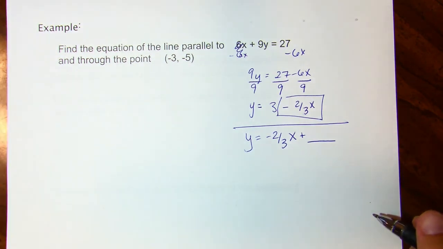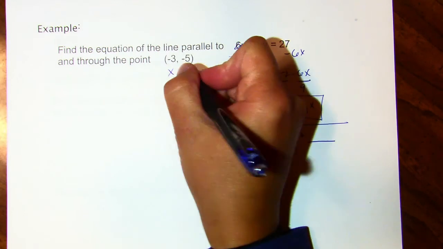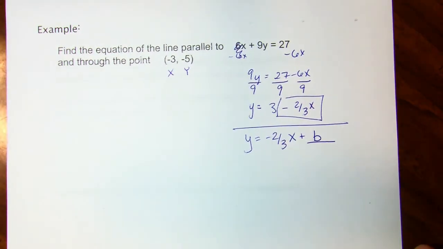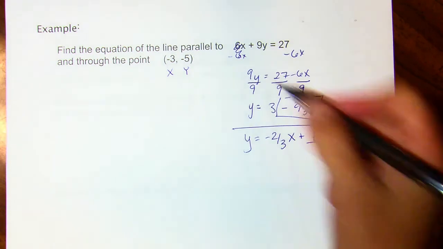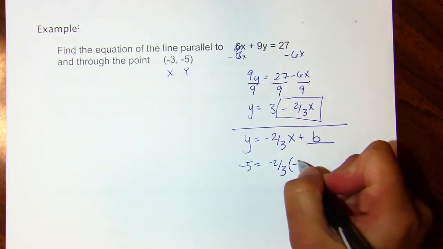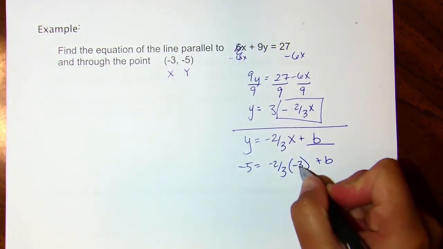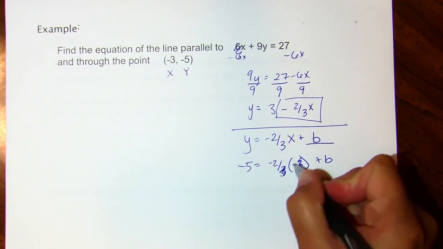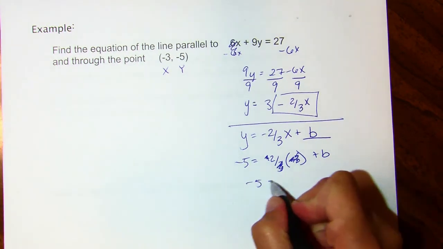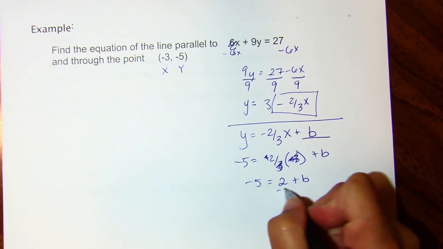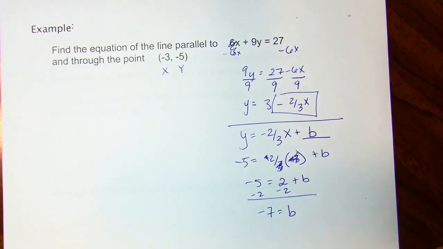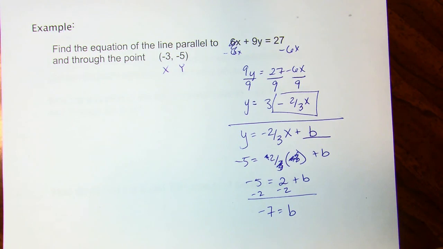They told us it needs to go through -3 and 5, and those are coordinates. It's an x and a y. So I'm going to write a plus b as a placeholder. I'm going to plug in those numbers. 5 equals negative 2/3 times -3 plus b. Hey, look at this. The 3's cancel. Hey, look, the negative times a negative is a positive. It's just 2. So 5 equals 2 plus b. And when I finish subtracting, I've got 3 equals b. So that's my final piece that I needed.